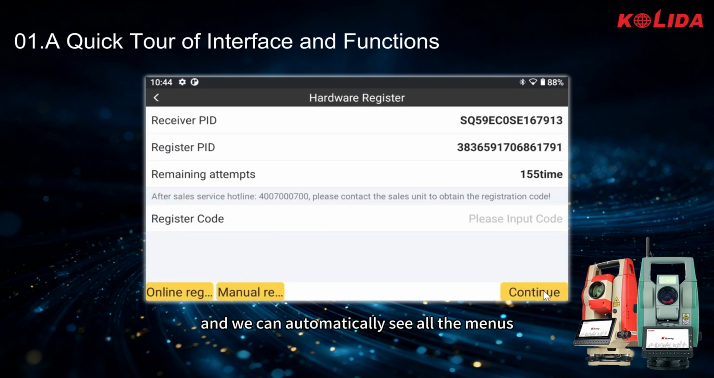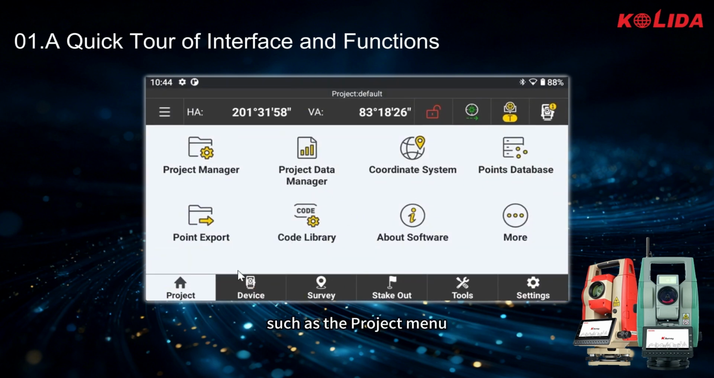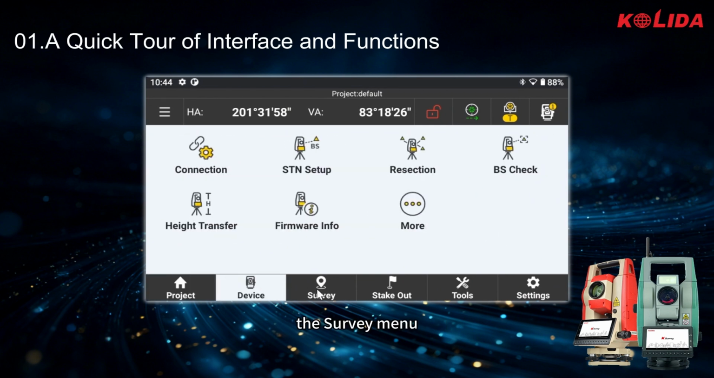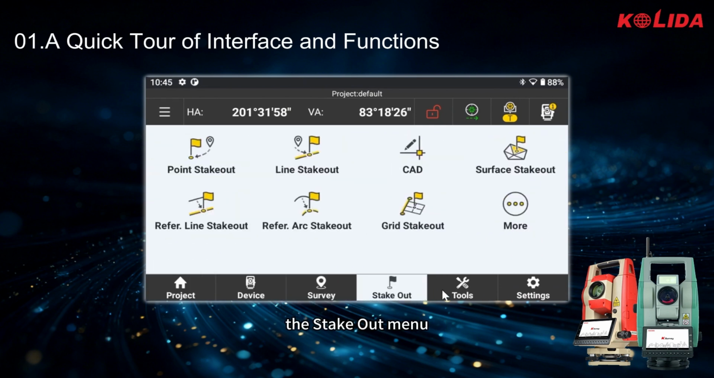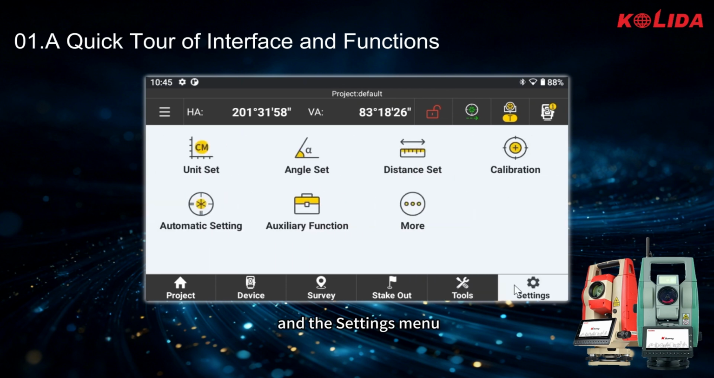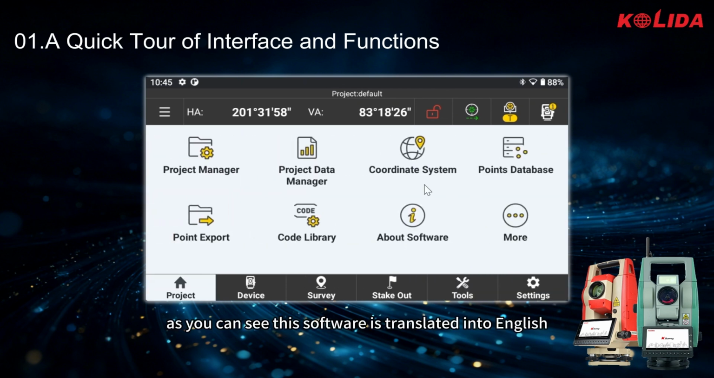and we can automatically see all the menus, such as the project menu, the device menu, the survey menu, the stakeout menu, the tools menu, and the settings menu. As you can see, this software is translated into English. At the top, we see the name of the project, which in this case is one called Default.